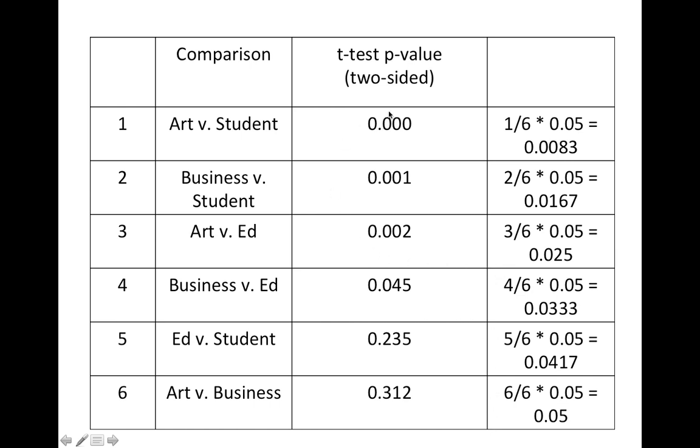So we're going to reject the null hypotheses, say we have a significant difference, for the first three, but not for the second three, using the Benjamini-Hochberg method. There's our cutoff.